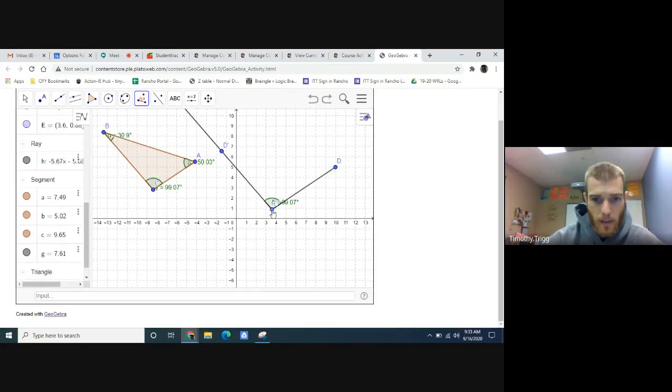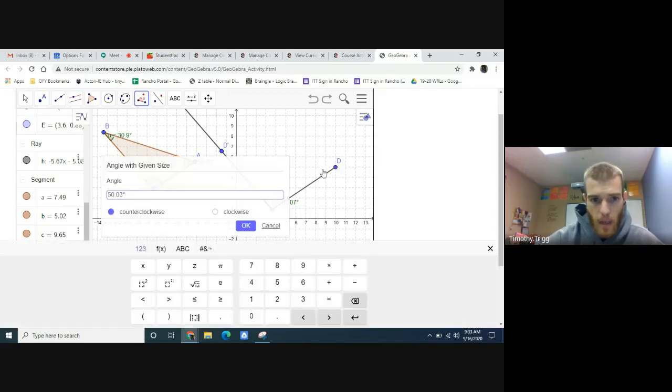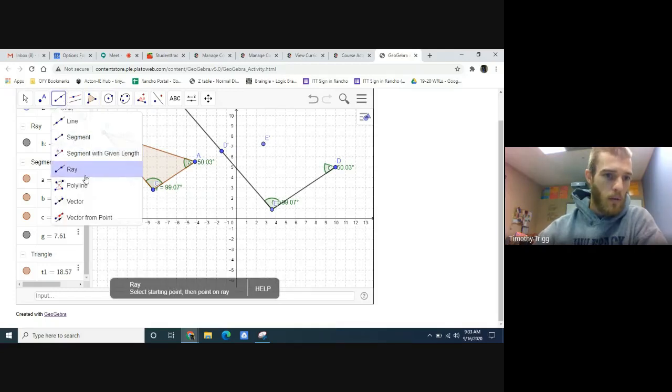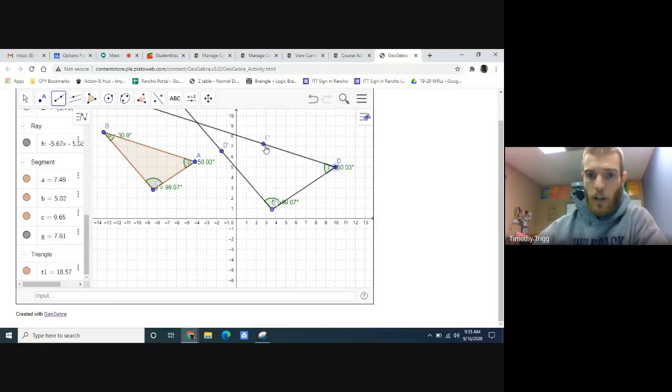So we're going to do the same thing. Angle with given size. Click E, then D. Then you want to do clockwise. Okay, there we go. Cool. So now let's go back up here. We're going to go to the ray tool. And I'm learning this with you guys. I'm not an expert in GeoGebra. I'm sorry. I thought I worked out how to do this before, and I've done this before, but sometimes it just doesn't work out.